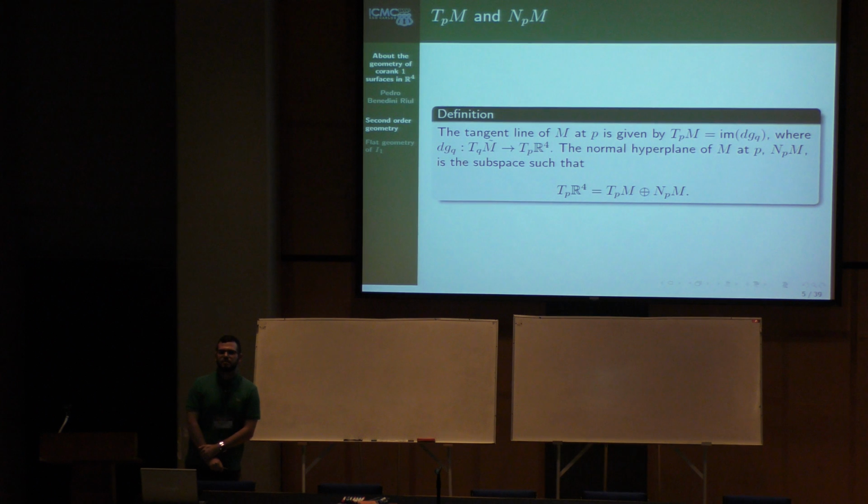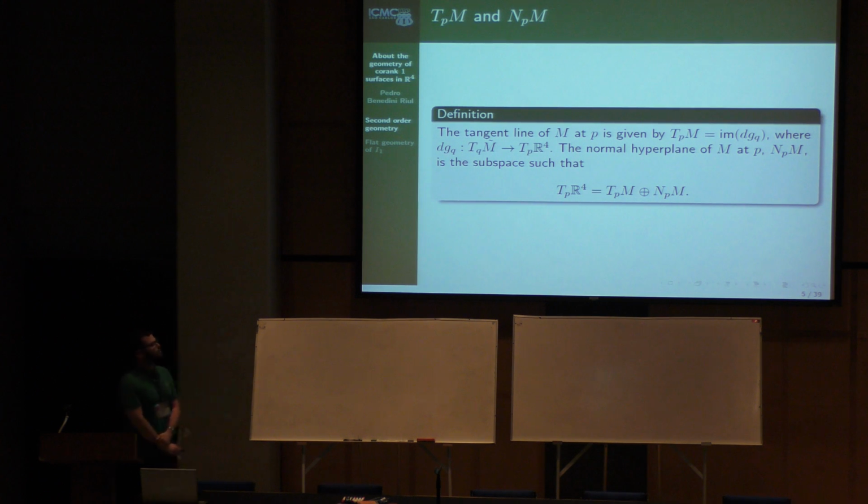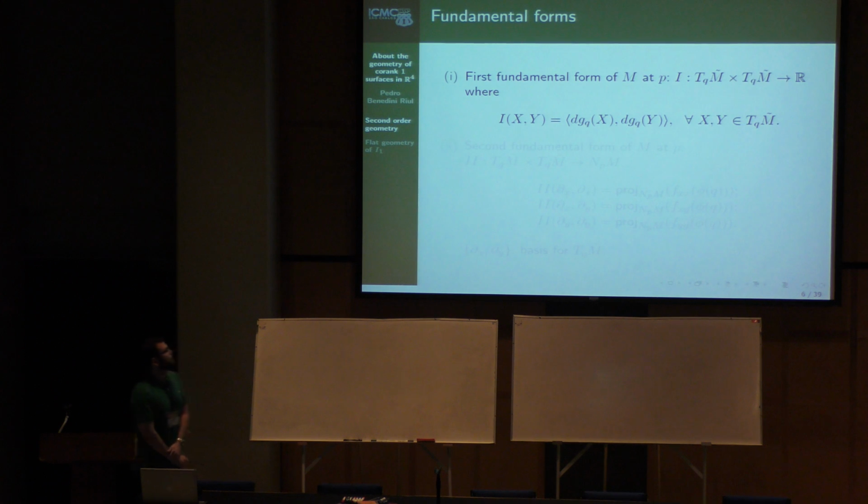The tangent line of the surface M at P will be the image of the differential map G at Q, and the normal hyperplane of M at P will be the subspace satisfying this condition. And it's important to notice that the dimension of NPM is 3. The first fundamental form is defined in a canonical way. It's important to say that we needed that construction before because all the second order geometry will be taken in this space. So that's why we need the previous construction.